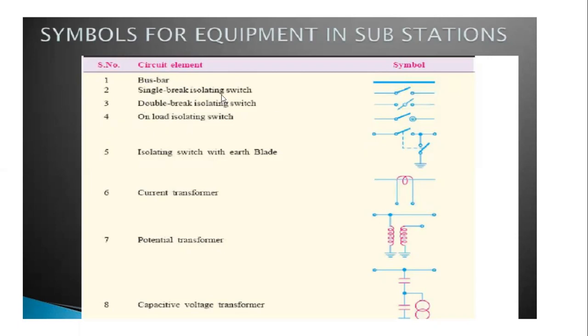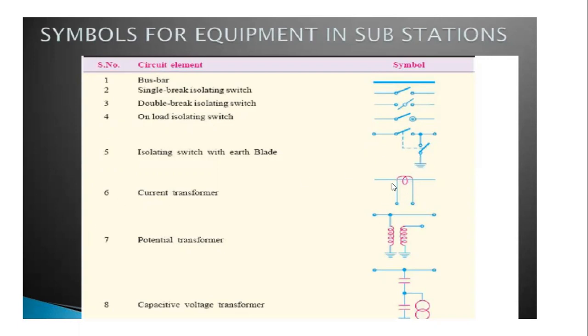And the single breaker isolating switch. This is the single breaker isolating switch, with on and off positions, and this is the symbol for the double breaker isolating switch. And this is the on-load isolating switch. And this is the isolating switch with earth blade, which is used for connecting to the earth.